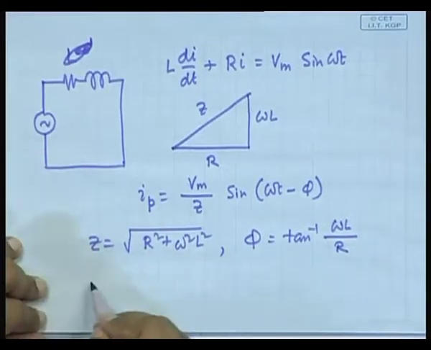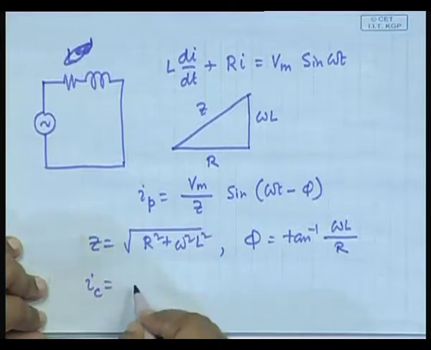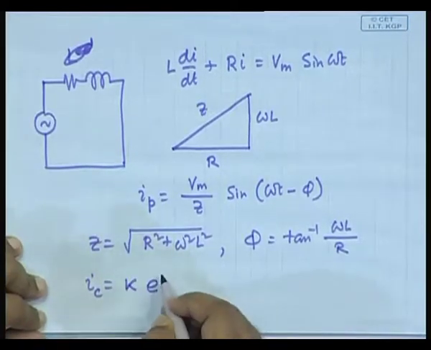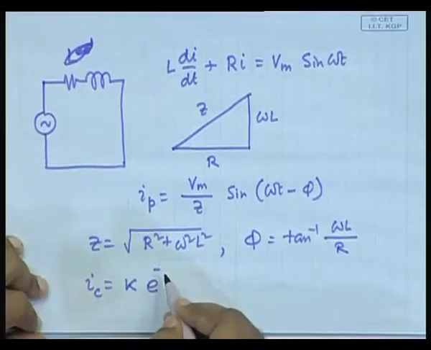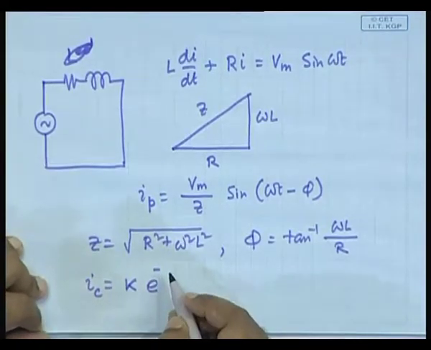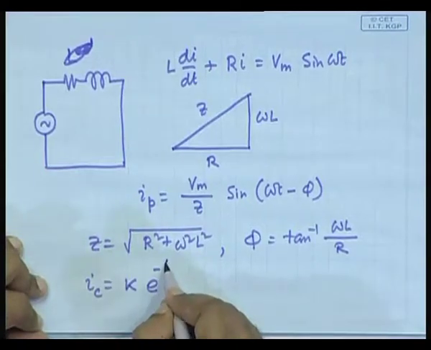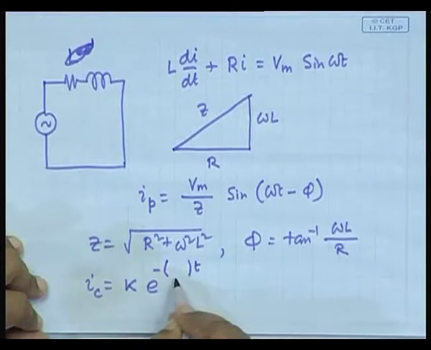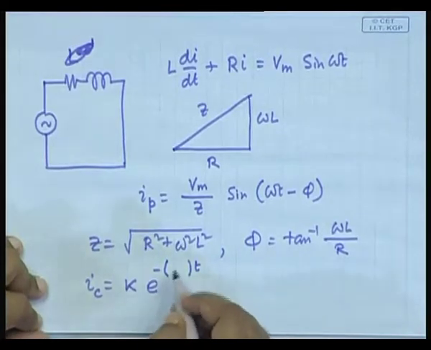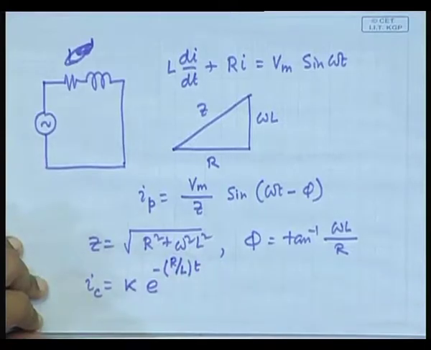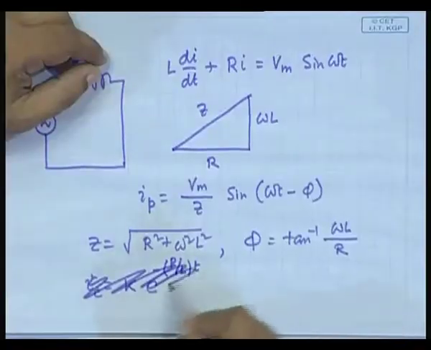The complementary function I c will again be a similar thing, k e to the power minus, what is the time constant now? It will be minus R by L times t. What? Here the time constant will be L by R, and R by L is the reciprocal. Okay, let us write it like this. This is correct, but this time constant is L by R.